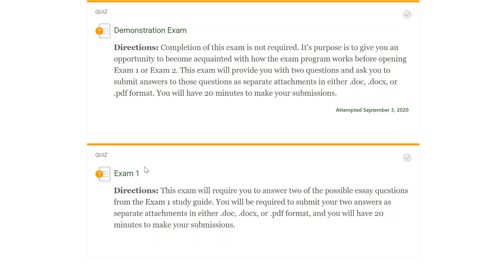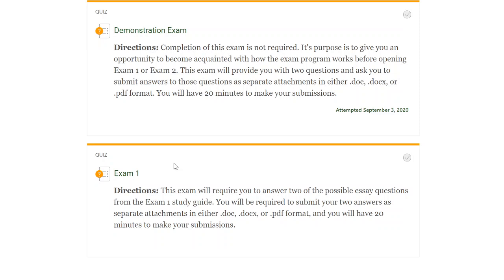So before you click on exam 1, and again, I cannot stress this enough, you should have 6 different Word or PDF documents. Each of those documents should contain a full response to one of the essay questions. And then when you click on that link, all you have to do is upload the right file to the question you're being asked.